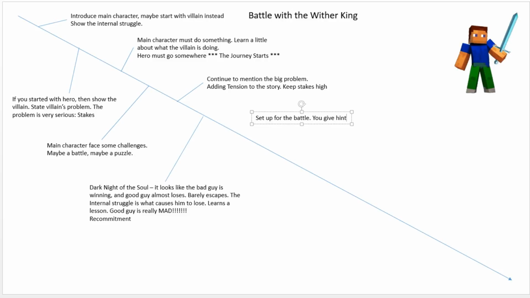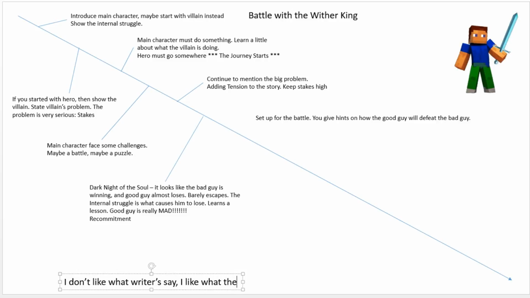And he's going to figure out how to do it, but you don't tell how he's going to defeat it. You give hints on how the good guy will defeat the bad guy. That's really important. There was a quote by, I'm terrible with names. I don't remember who the quote was. But the quote was, I'm going to type it down here because it's such a great quote. I don't like what writers say. I like what they whisper. That's such a great quote.